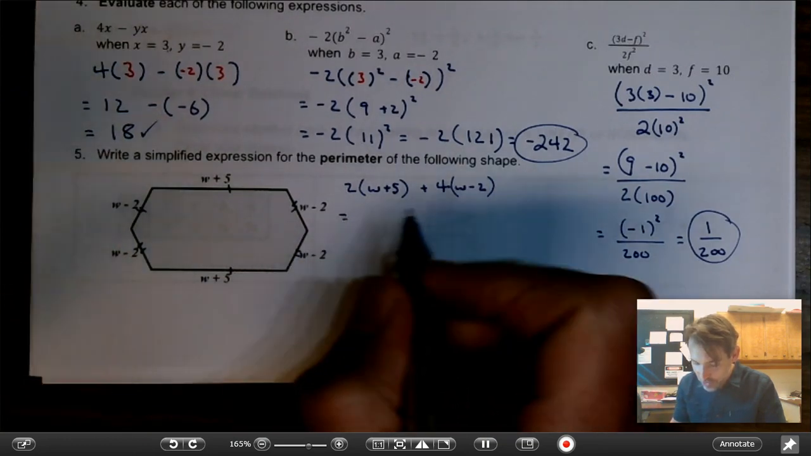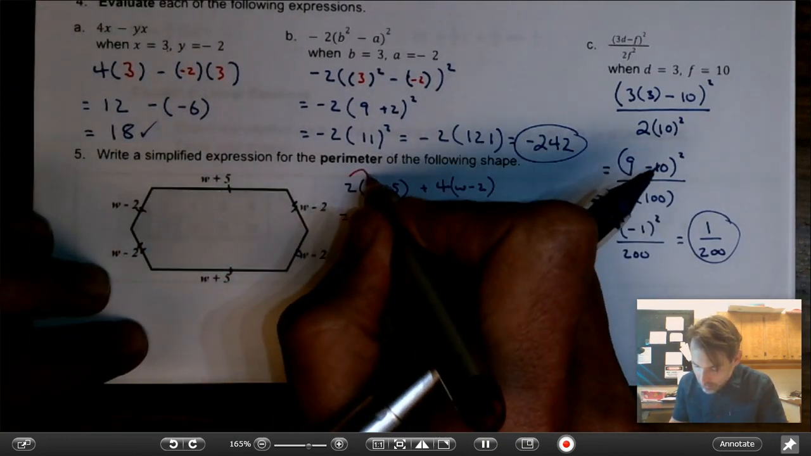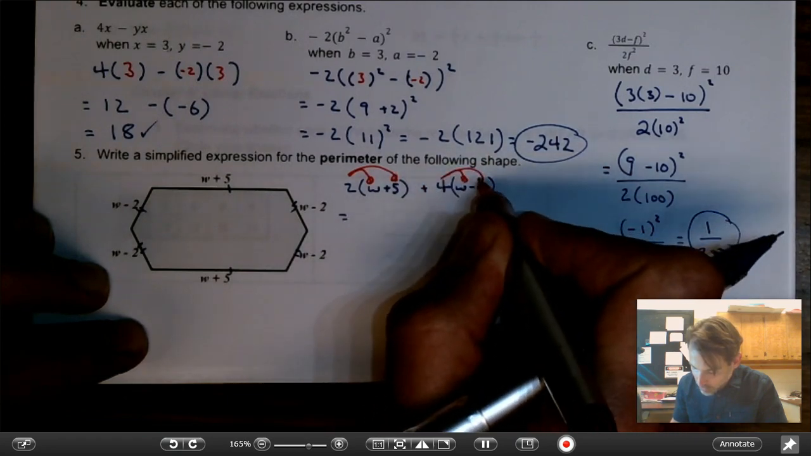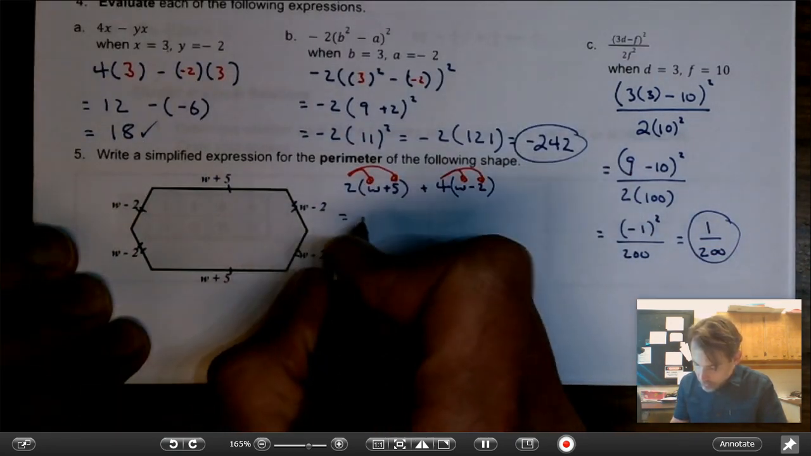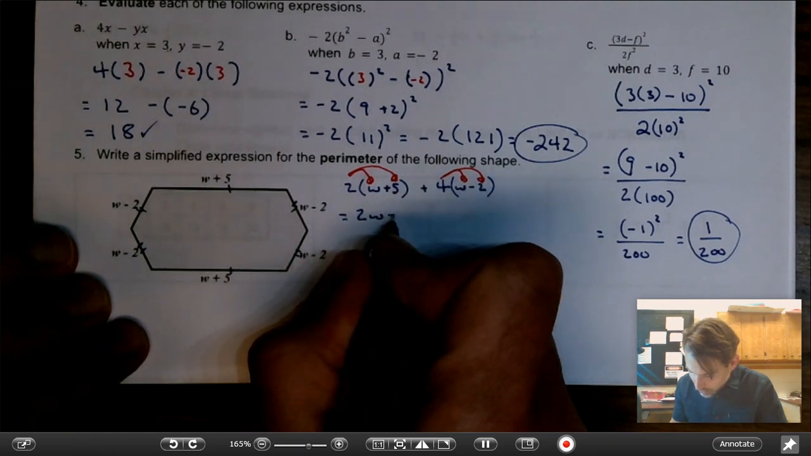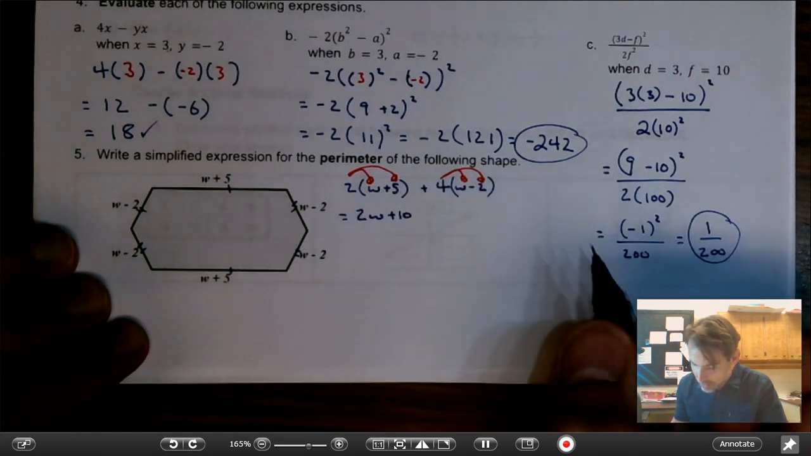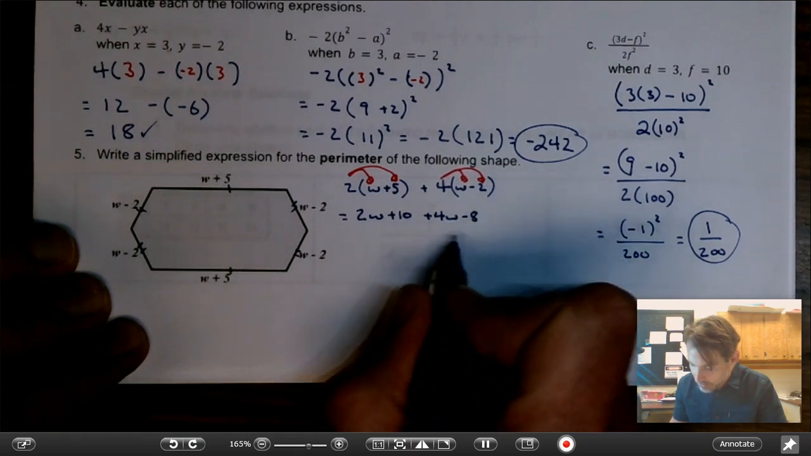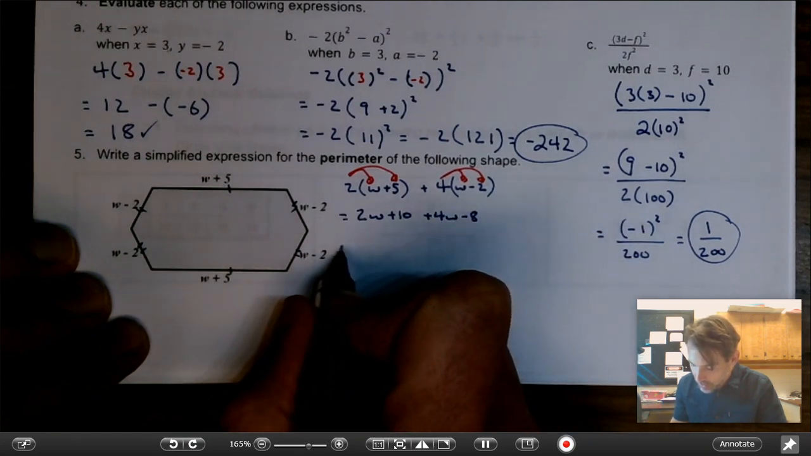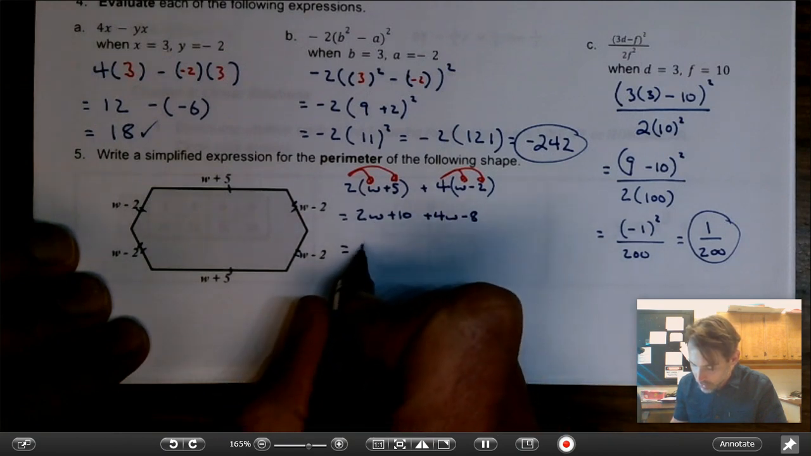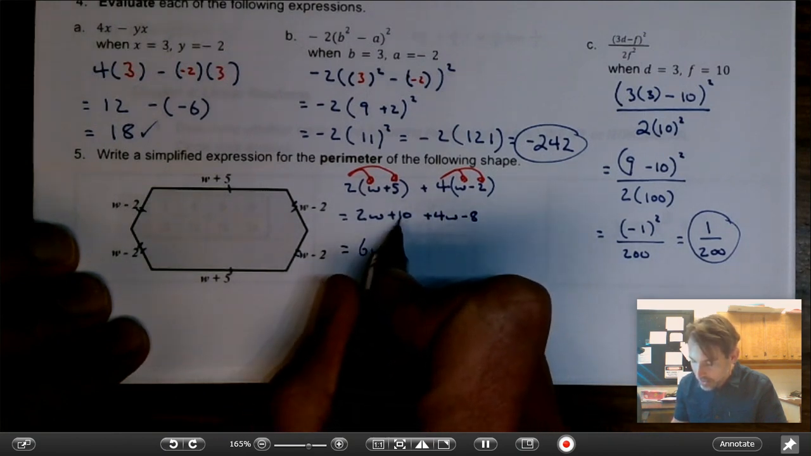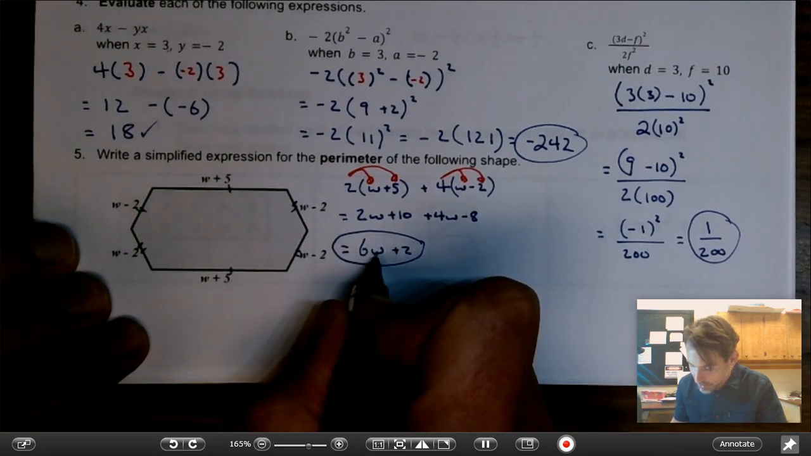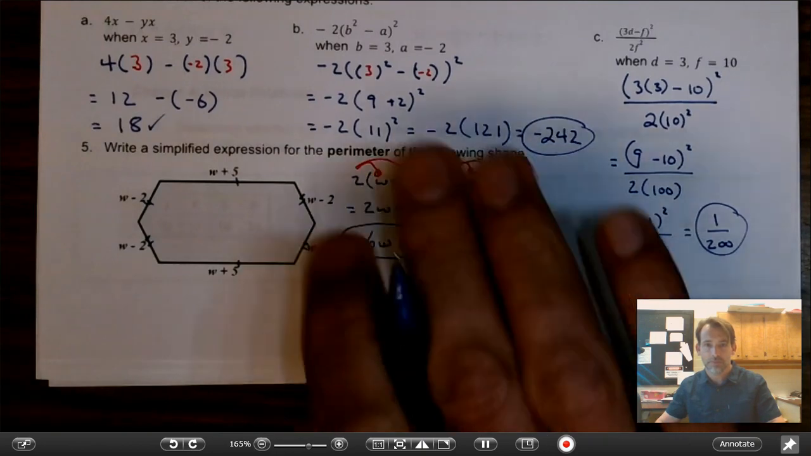And then we'll use our distribution, right? So this is 2 times w and 2 times 5. And this is 4 times w and 4 times minus 2. So that's equal to 2w plus 10, get the sign right, plus 4w minus 8. 2w plus 4w is 6w. And then 10 minus 8 is plus 2. That's the simplified expression for the perimeter of that shape.